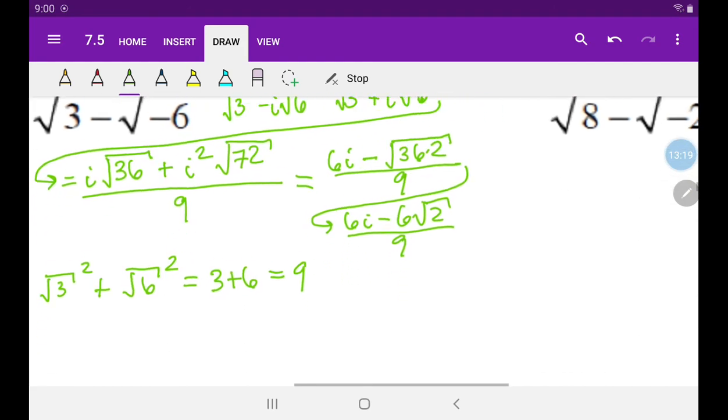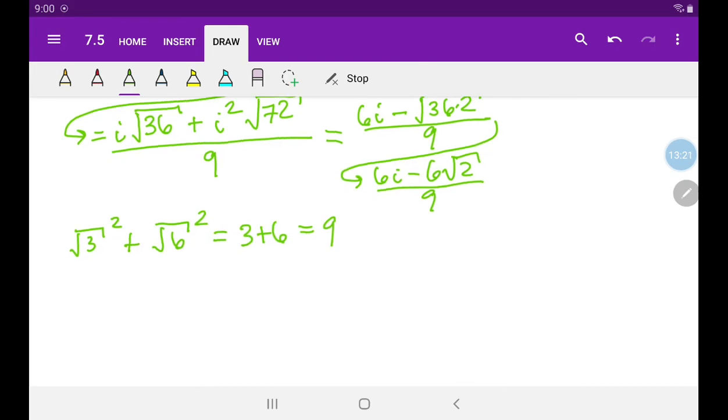And I would really like to write this with my, let's put our real number first. So that means we'll have 6 root 2, let's see. Oh, that's a negative 6 root 2. Yeah, so negative 6 root 2, and then plus 6i, and then this is all over 9.